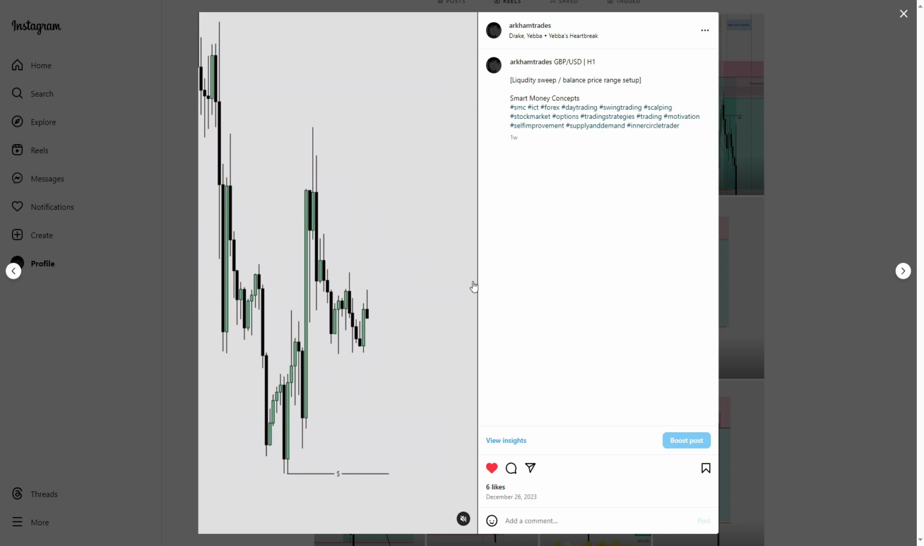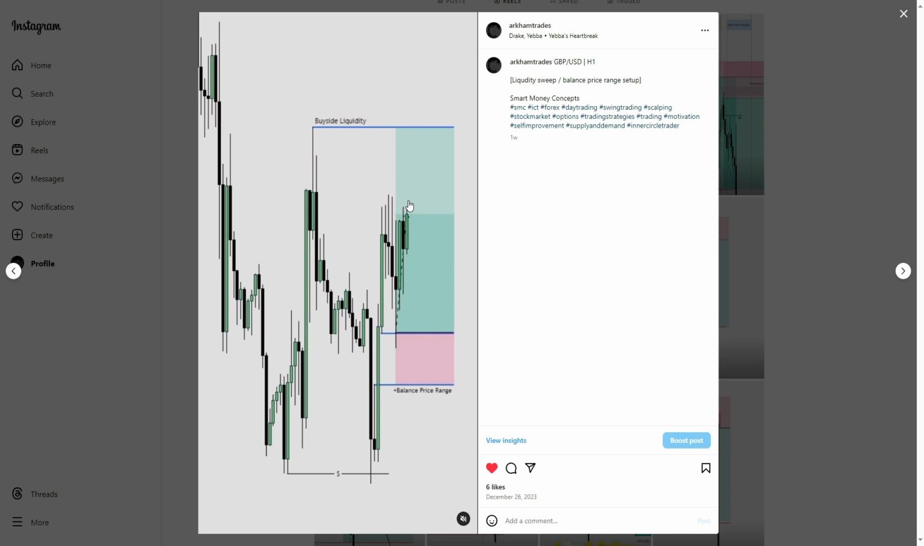And just like that. This could be your second example. Down here, this would be your turtle soup. You then see the push higher. Fair value gap down here, or balanced price range. Price comes down, taps into it. That's your first stage accumulation. And then our final target up here, this buy side liquidity.